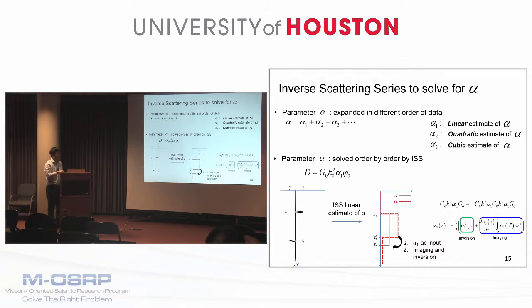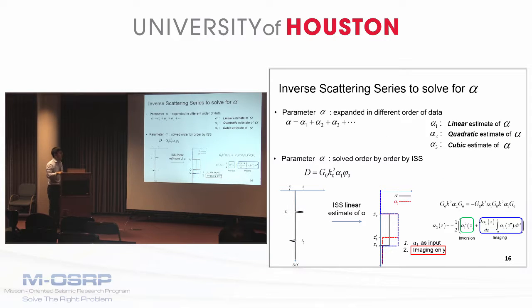We provide an expression for the quadratic estimation of alpha in terms of alpha 1. And as Professor Weglein mentioned, there are two parts of this term. One is associated with the inversion part, and one is associated with the imaging part.